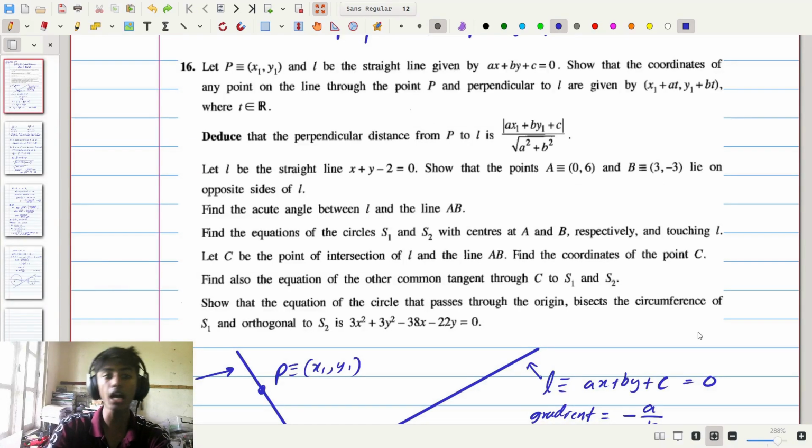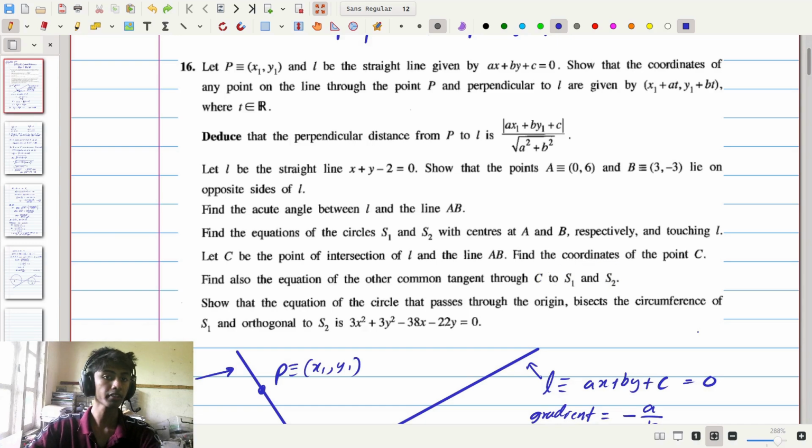Now moving on to the second half of the question, it says find the equation of the circles S1 and S2 that have centers at the points A and B respectively and also are both just touching the line L. The question then says let C be the point of intersection of the line L and the line AB in between the 2 points A and B. Given this, we are asked to find the coordinates of the point C and are also asked to find the equation of the other common tangent that goes through the point C that is tangent to both the circles S1 and S2.